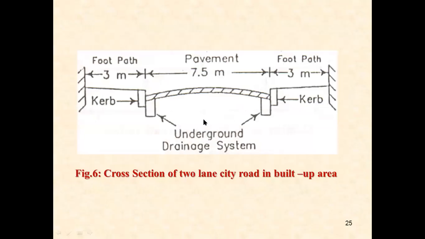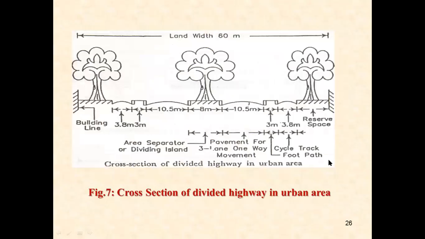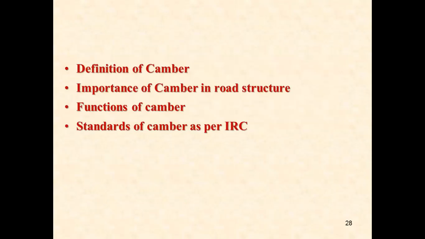Cross section of a two-lane city road in a built up area. How will a city road look? The pavement width, footpath, and the curb are provided. Now the cross section of a divided highway in an urban area. Then the last cross section element is going to be called the camber.